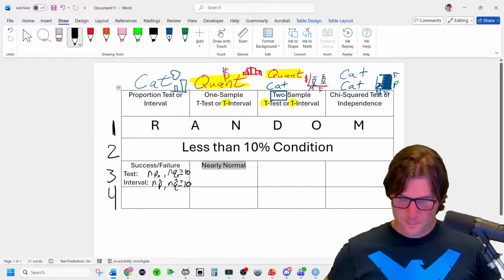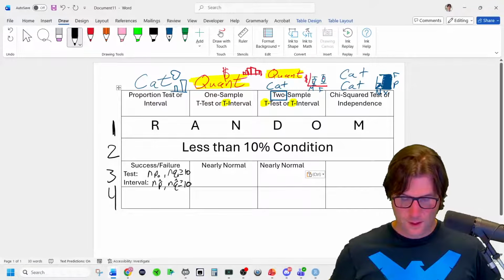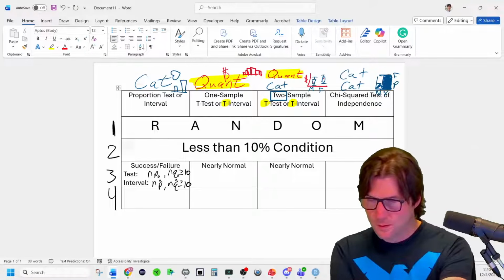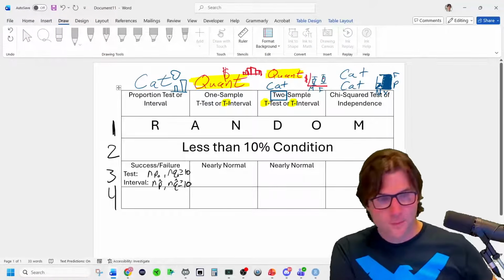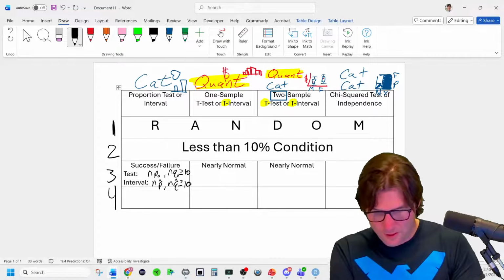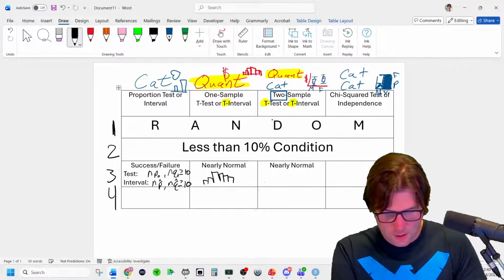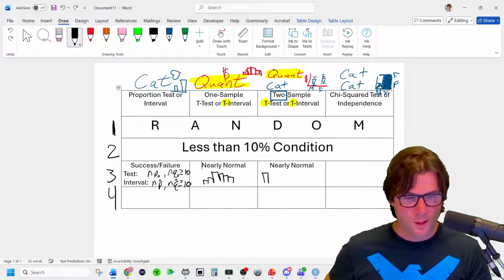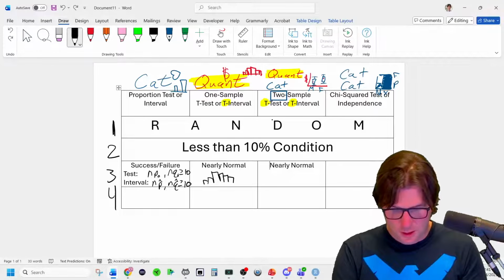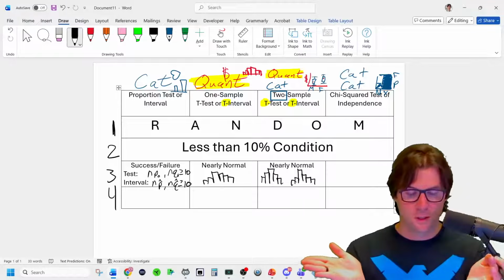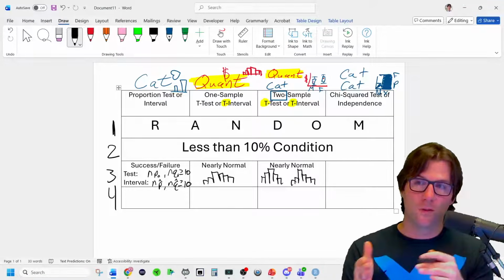Well, guess what? It's still nearly normal. But you don't do nearly normal for just one of the groups. You do it for both of them. So it's still just nearly normal because it's quantitative. So you go right here and you do the nearly normal for both groups. Who follows me on this? The third condition here is nearly normal for both groups because now you have two quantitative groups. So you have nearly normal for group, whatever it is, male, female. You do nearly normal for both of them.